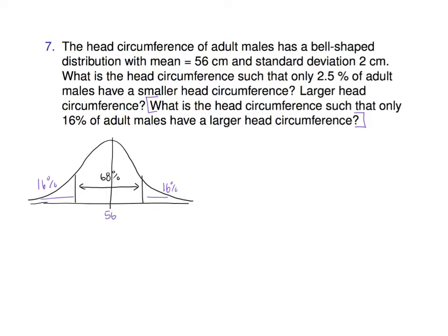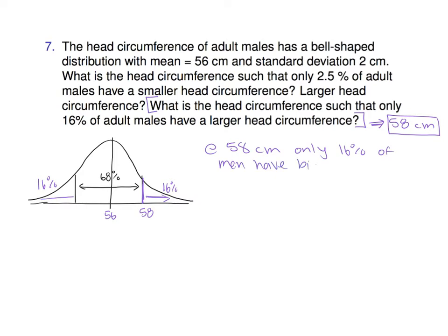Well, this is 56. Standard deviation of 2 makes this 58. If you're at 58, only 16% of people fall over here above you. So the answer to this question is 58 centimeters. So at 58 cm, only 16% of men have a bigger head than you.